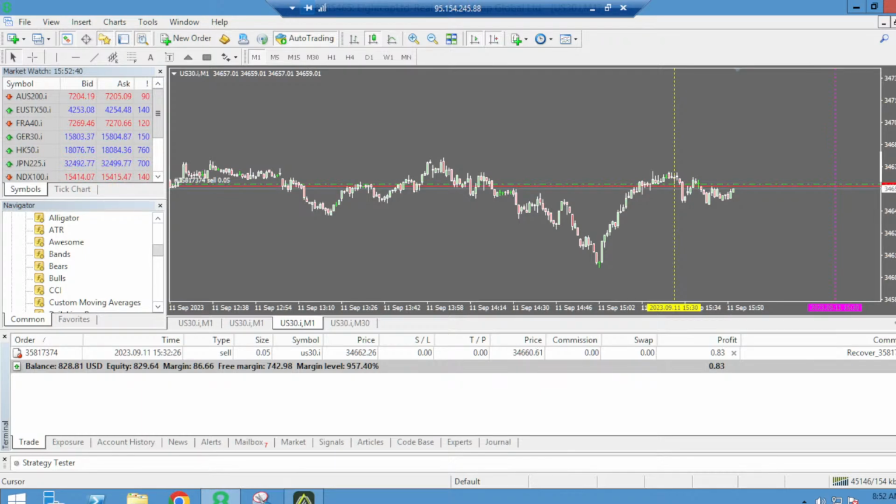So price is pulling back against us yet again. And we have about maybe 8 minutes left in this 30-minute section.